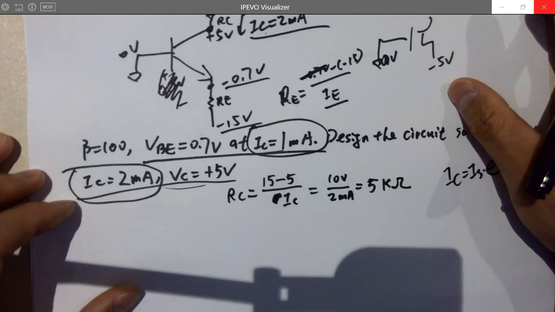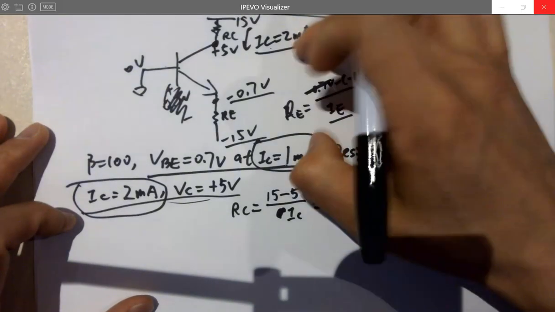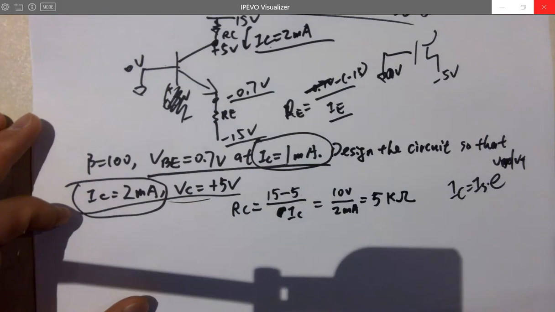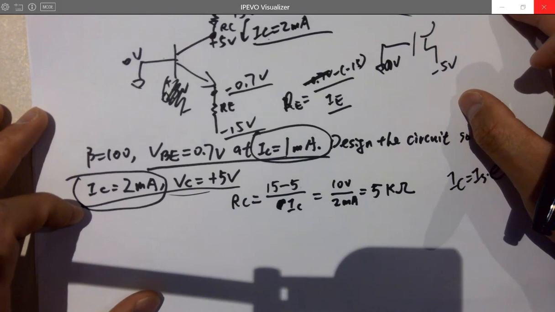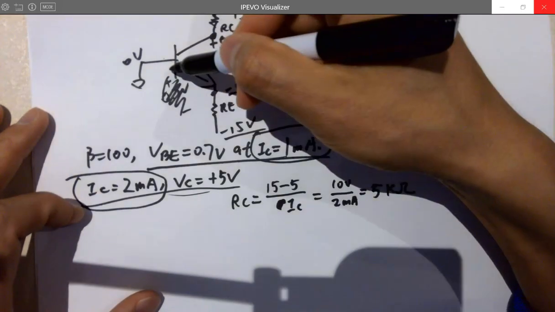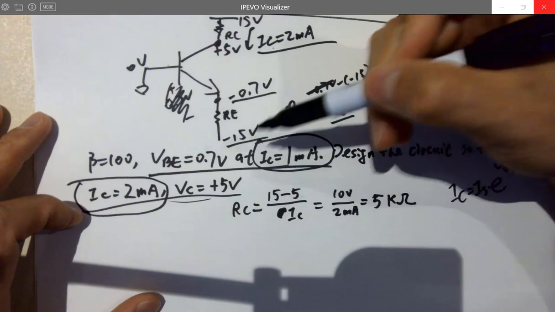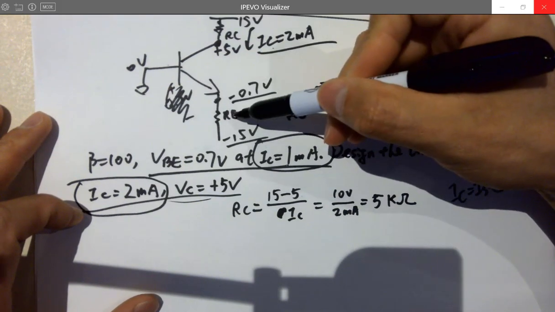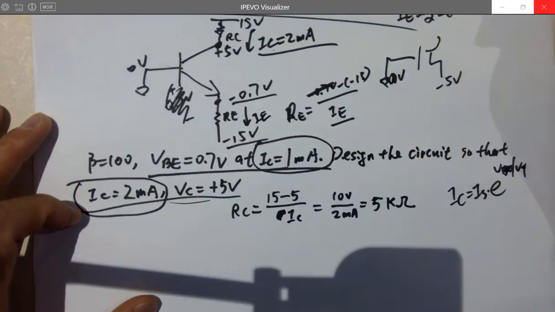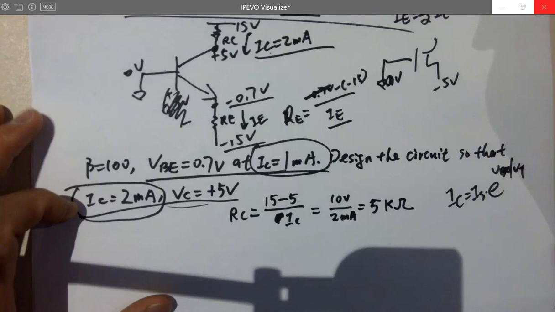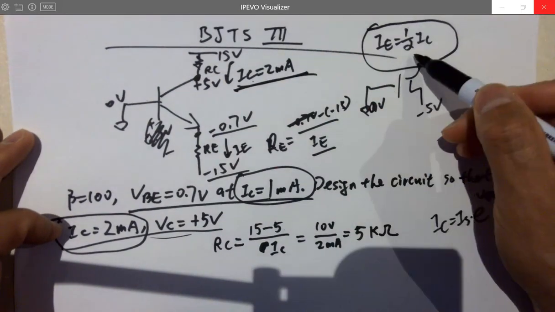So how can you get started? Where can you get started for this calculation? Now we know IC, right? Since we don't know VBE, we want to know RE. Do we know IE? Can we get IE now? Yes. Here's IC. What is alpha?